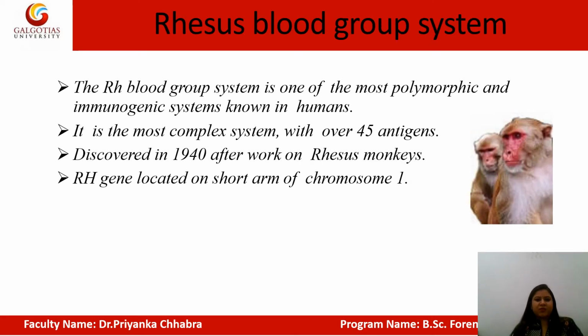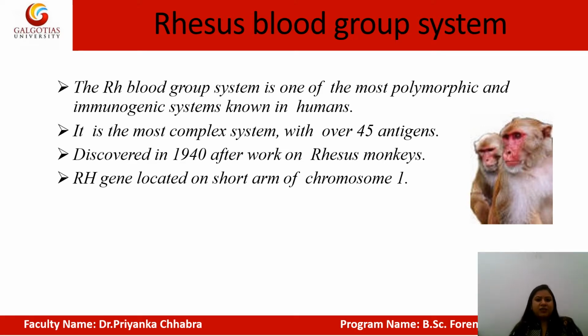Rh blood group system, or rhesus blood group system. It was discovered in rhesus monkeys, so it was called the rhesus blood group system. The Rh blood group system is one of the most polymorphic and immunogenic systems known in humans. It is the most complex system, with over 45 antigens, which were discovered in 1940 after work on a rhesus monkey. The gene for the Rh blood group is located on the short arm of a chromosome.